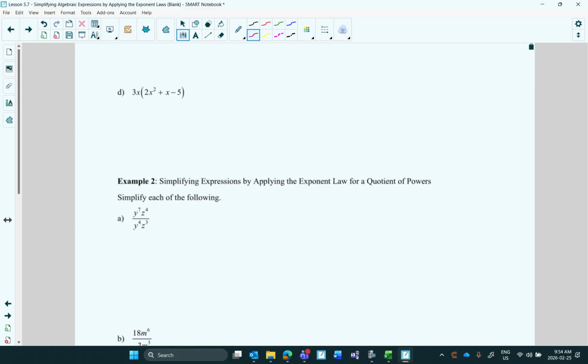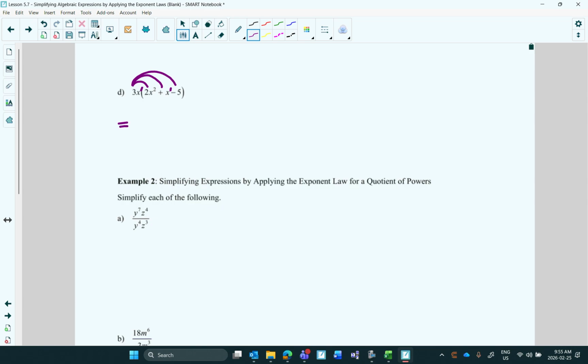Now this one's a little tricky, maybe a little nasty. Because how many multiplications do I have to do? Three. And remember, whenever you have an x, think of the exponent 1. So 1 there and 1 there.